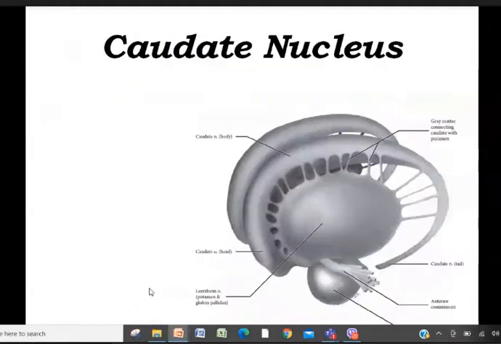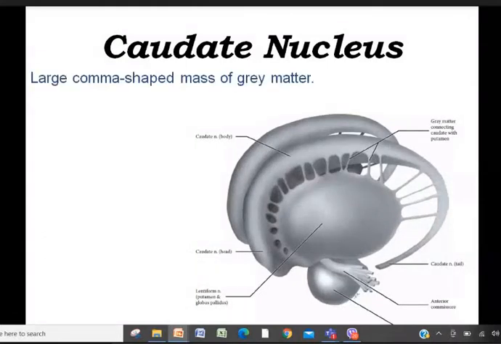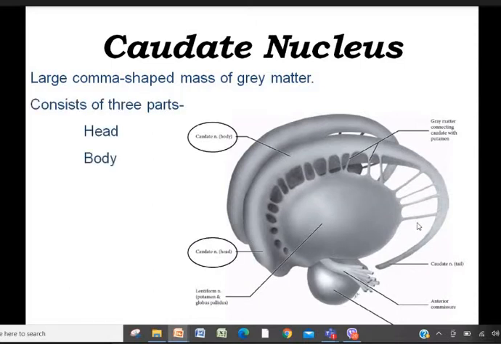Now we'll talk about the caudate nucleus. So this is caudate nucleus. This is a large comma-shaped mass of gray matter. It consists of head, body and tail.